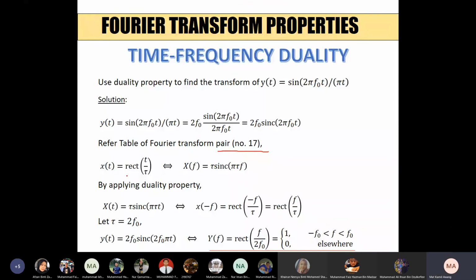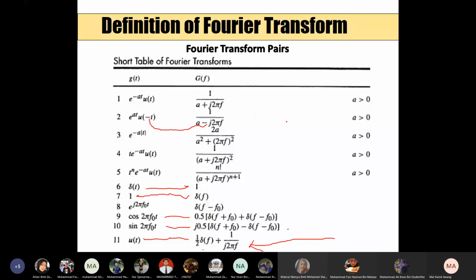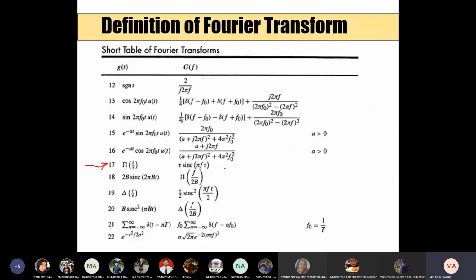So x of t is actually this. Basically, this part you decompose, and you get this f of t. This sine of t can be written in this form. You make it into some recognizable form so that you can use these tables. So actually you recognize this: tau sinc pi f tau.